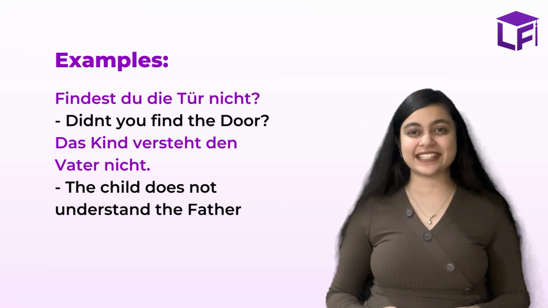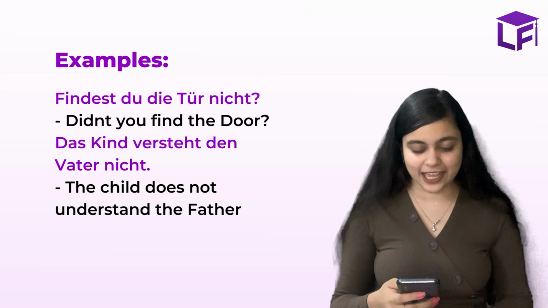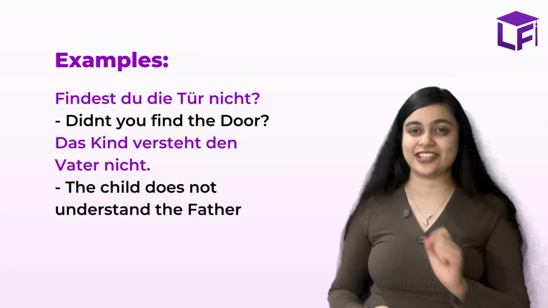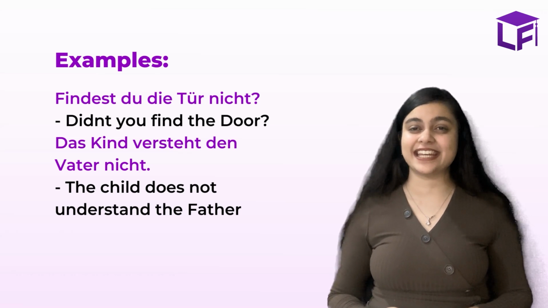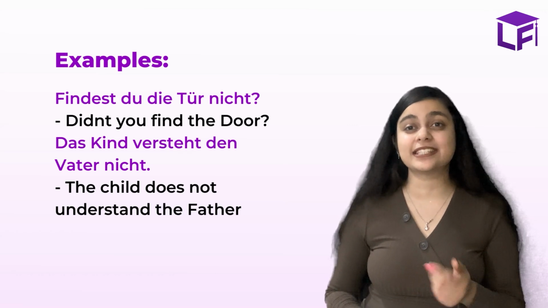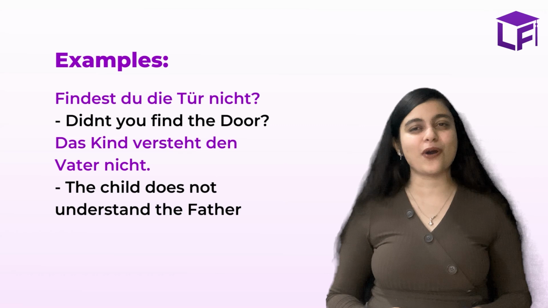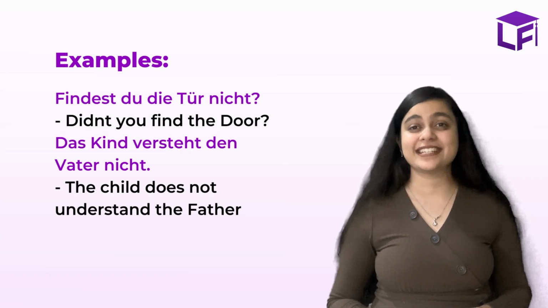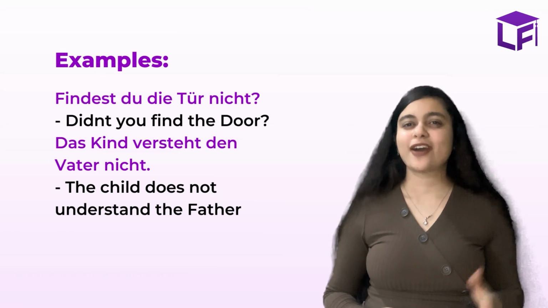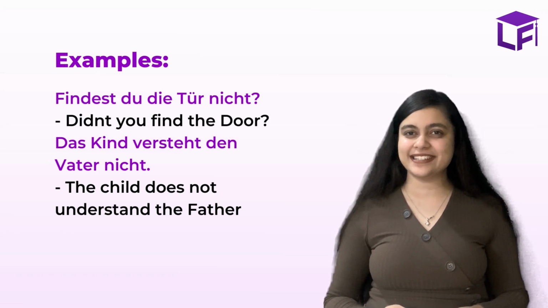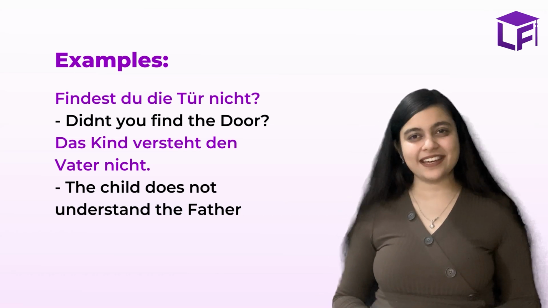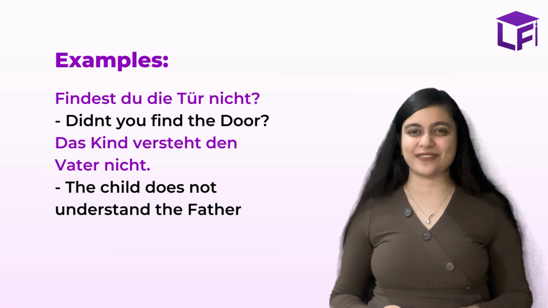Let us move on to the next sentence, guys. The next sentence says, Das Kind versteht den Vater nicht. This sentence means the child does not understand the father. Versteht is your verb, guys. So, who is being impacted by the understanding of the child? The father. Absolutely correct. So, den Vater becomes your accusative case.